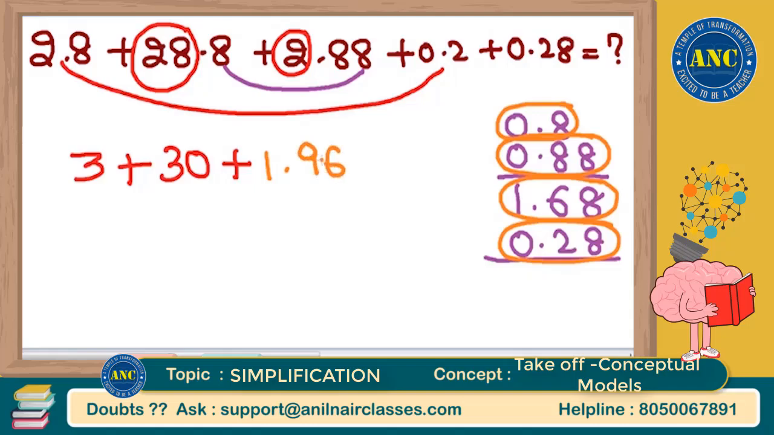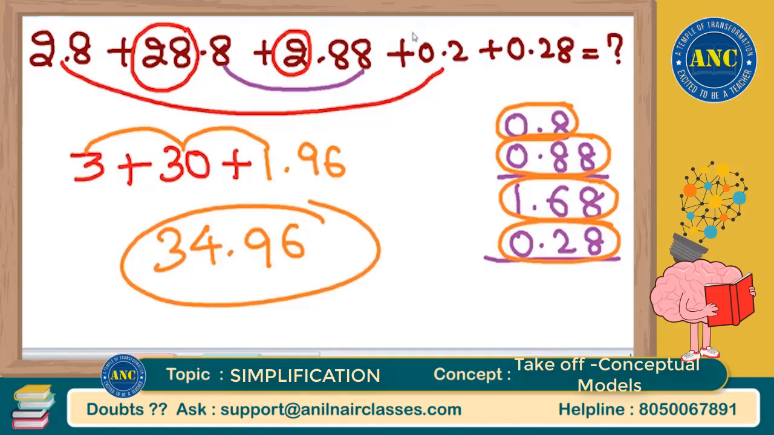So this is what you are left with, sir. Final answer is 33 plus 1.96. Easy. Talk in terms of rupees or paise. It becomes very easy for your understanding. Idea clear, sir? Talk in terms of rupees or paise. 34.96 should be the answer.